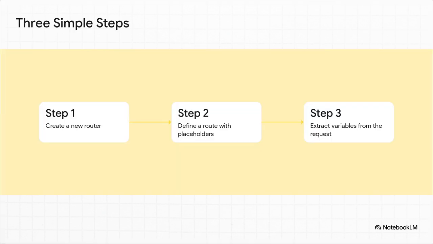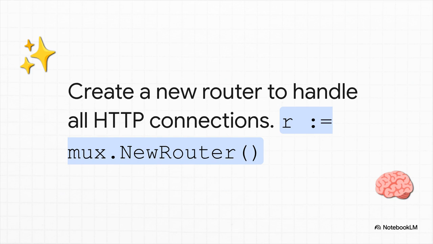We're going to get this up and running in just 3 simple steps. First, we'll create the router itself. Second, we're going to teach it what our dynamic URLs look like by using placeholders. And third, the best part, we'll see how easy it is to pull that data from the placeholders right inside our handler function.